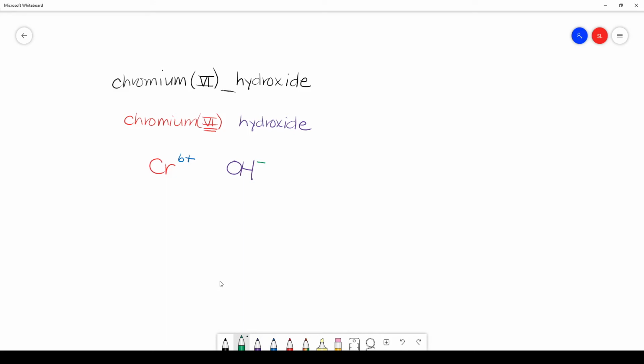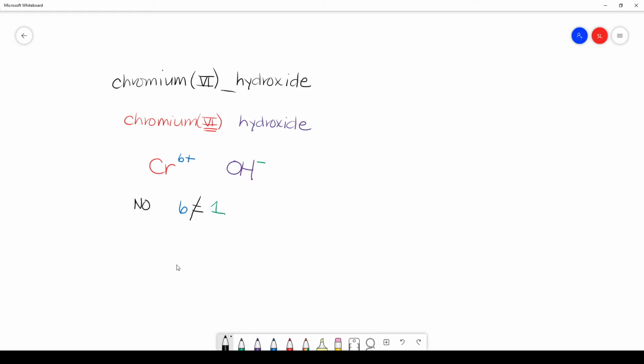Remember that with our charges, plus or minus, if the value is 1, we leave off the number and we only write the sign. So I've done this critical first step of writing the ions, including the charges. And now I'm going to ask the same question that I did last time: are the charges equal and opposite? So I'm comparing a 6 to a 1.